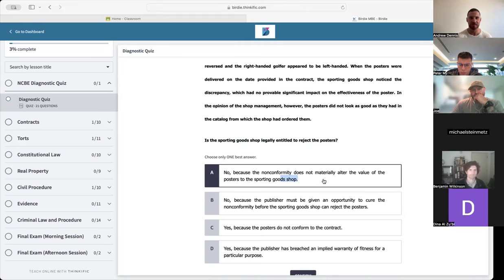That's probably implying an installment contract. Installment contracts, you have an opportunity to cure, where delivery occurs sequentially in batches, week after week, month after month. But that's not what happened here. This is a one-time poster delivery.